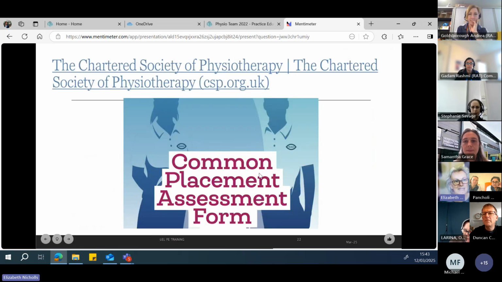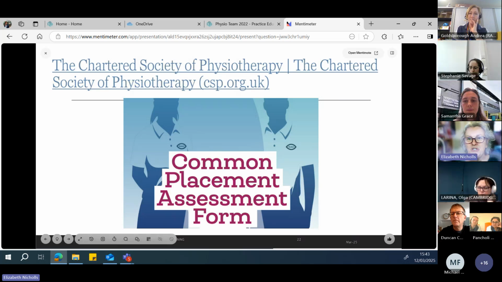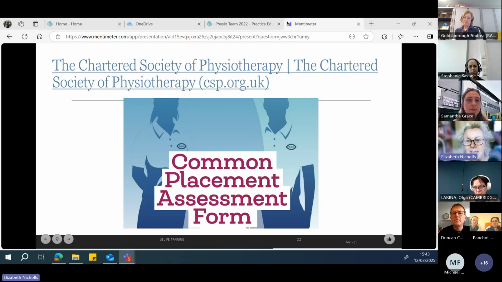So we come on to the common placement assessment form. On the react button at the top, there should be a little smiley face on your meeting, and there's a thumbs up symbol. Can I see from a series of thumbs up who has encountered the CPAF before? Great, lovely, brilliant. Loads of people have. And I dare say you absolutely love it and think it's the most brilliant thing you've ever seen. If you haven't encountered the CPAF before, the links are coming up.